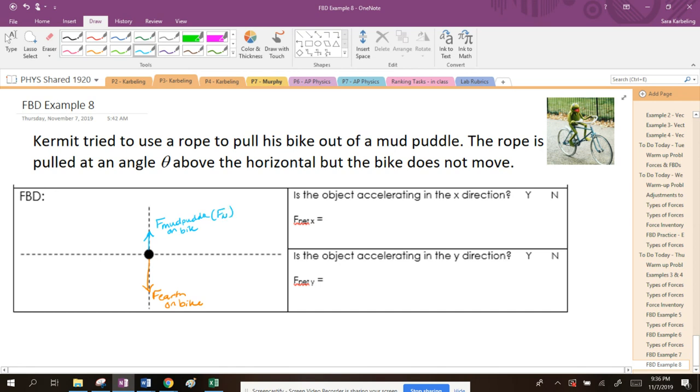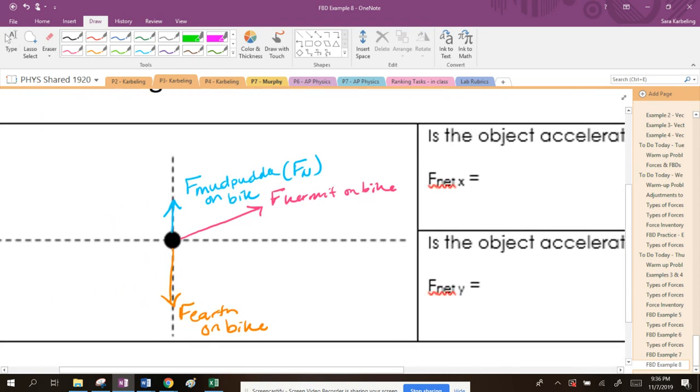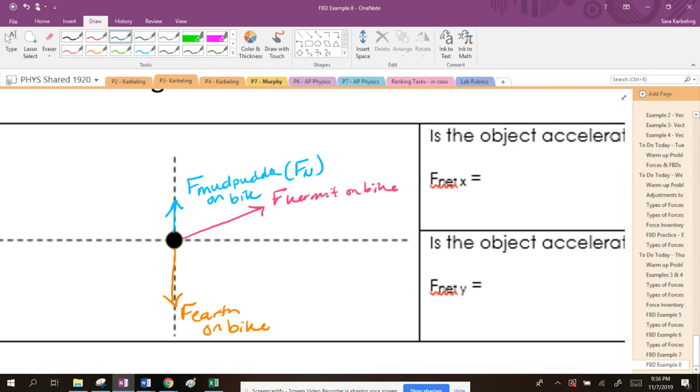Okay. And then it sounds like he's trying to pull on it. So let's go ahead and draw that force up here like this. So this is the force of Kermit on the bike. Sorry, I'm writing that kind of small. I apologize if it's hard to see. And that's pulling at an angle. So I'm going to mark that angle as theta. Now I've got these two forces.